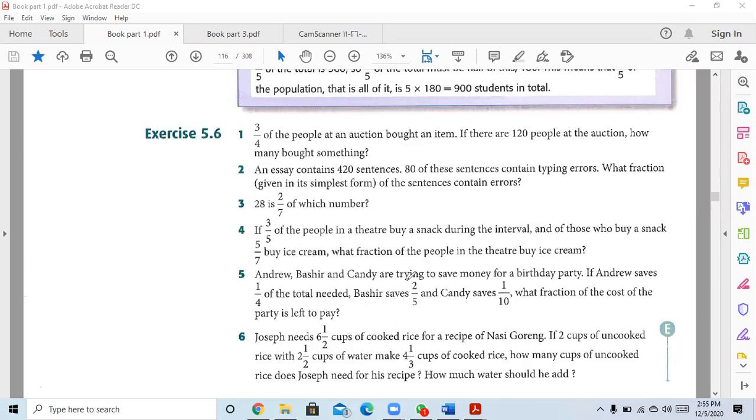Andrew, Bashir, and Candy are trying to save money for a birthday party. If Andrew saves 1 by 4 of the total need, Bashir saves 2 by 5, and Candy saves 1 by 10, what fraction of the cost of the party is left to pay?